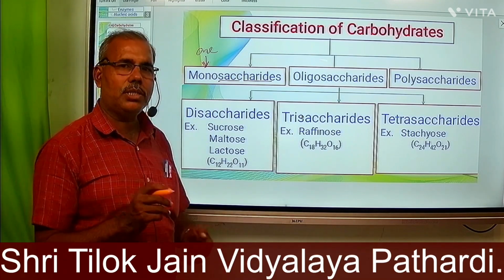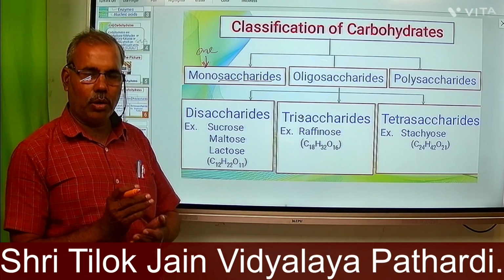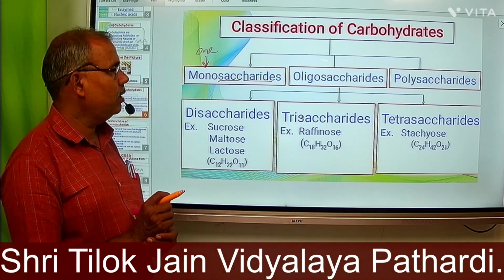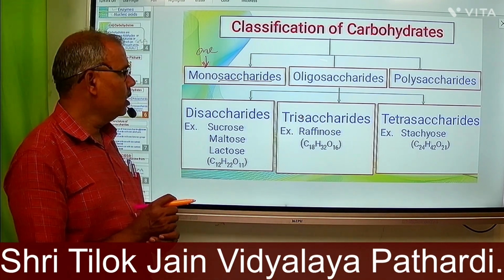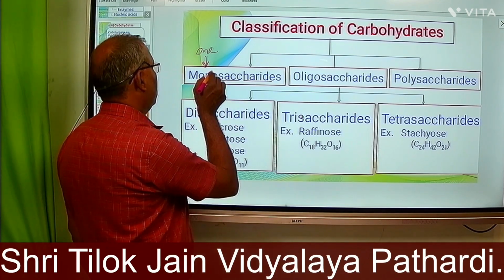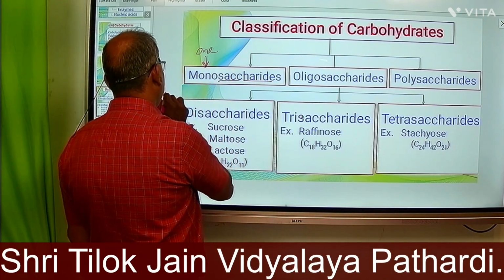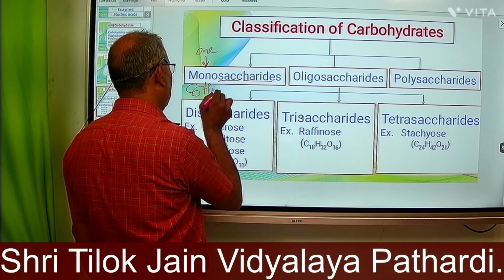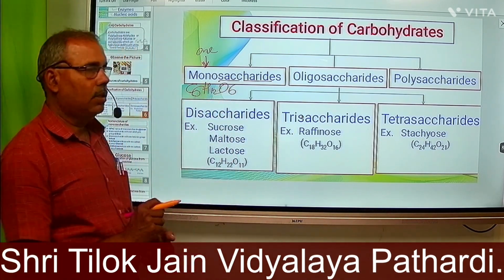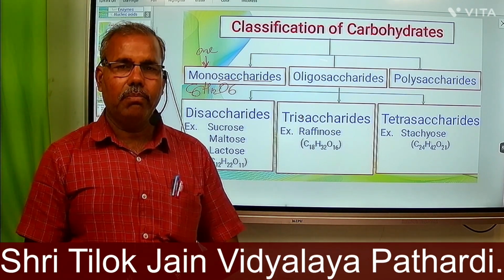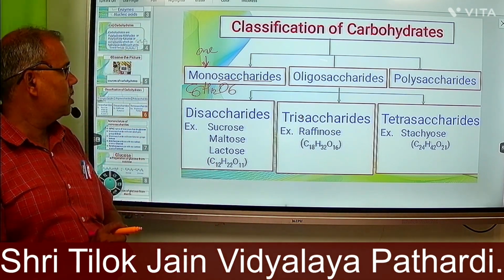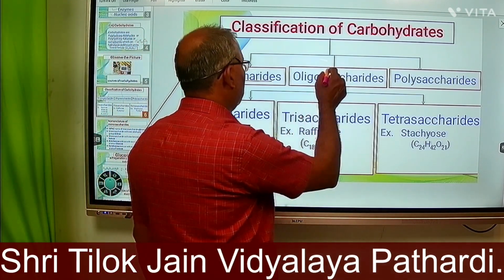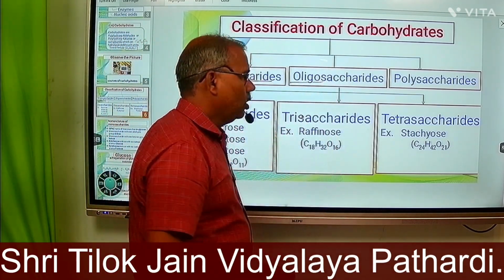The examples are glucose, fructose, galactose. These are the examples of monosaccharides. The molecular formula of monosaccharides is always C6H12O6. Structures may be different, but the molecular formula is C6H12O6.